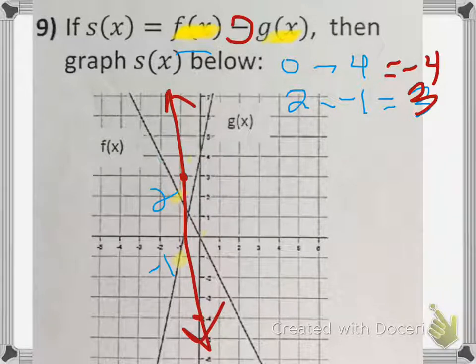So that's how we're going to graphically add or combine functions together, add or subtract them together. We're just going to find points, ordered pairs on our graphs that we can see. We're going to either add or subtract those ordered pairs together and regraph our new function.